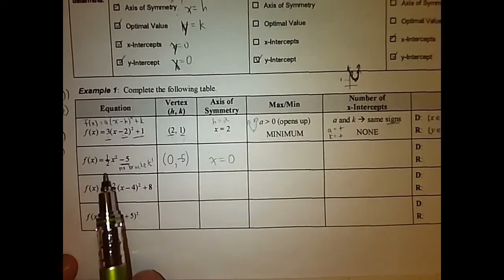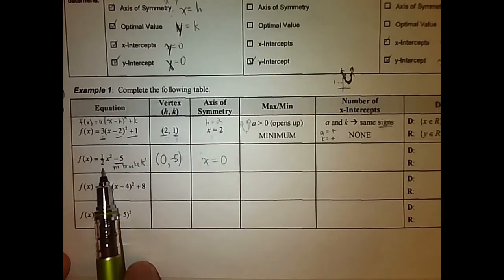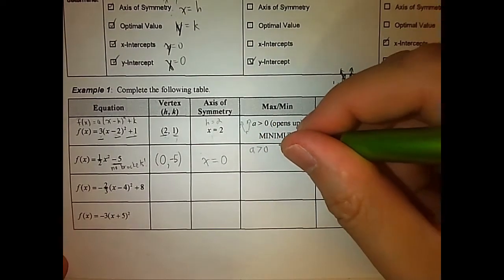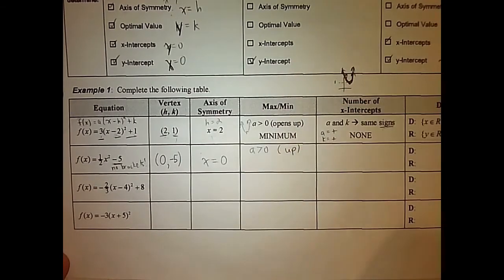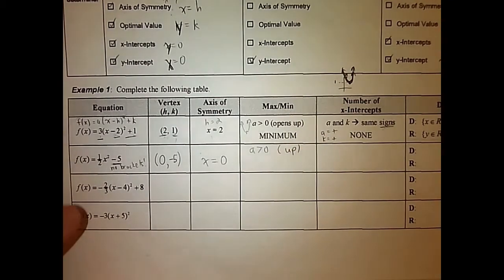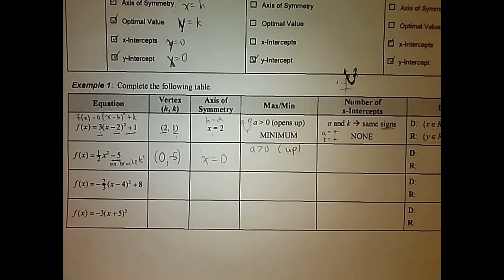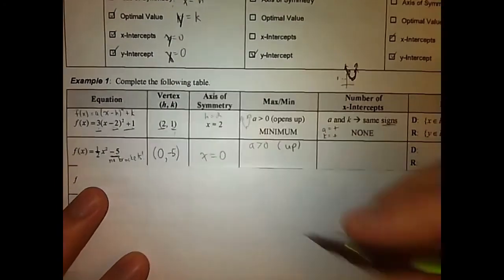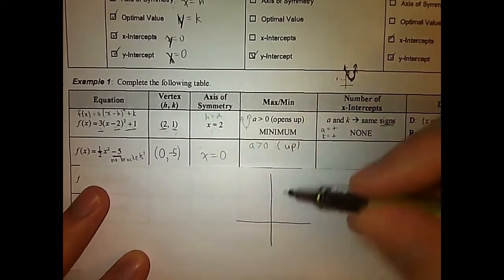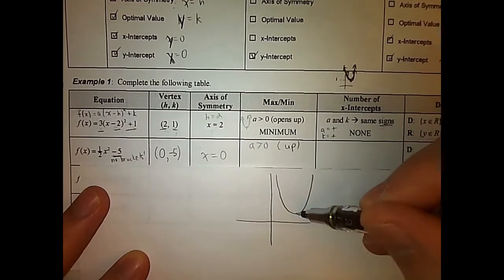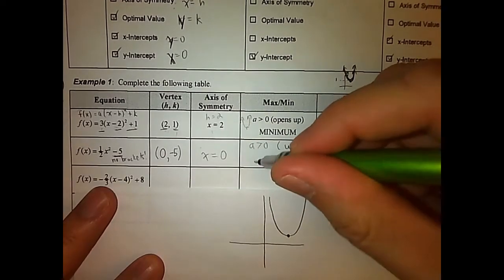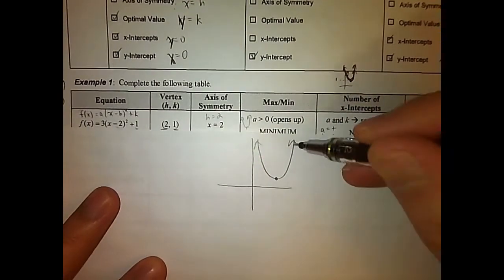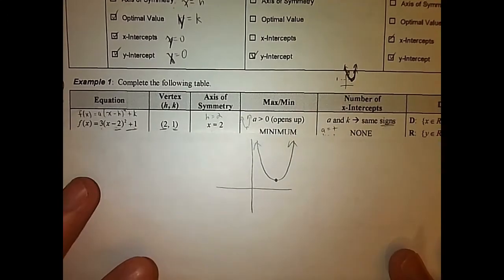And now we look at the a value. Well, is a positive or negative here? It's a half, so a is greater than 0, which means it opens up. I'm just getting a scrap piece of paper right now. So if it opens upwards, I know it's going to have a minimum because it opens upwards. So if it opens up, the lowest point is the minimum value that it can go for.